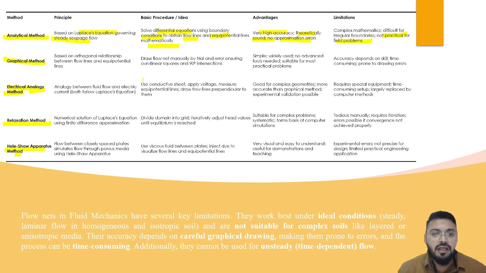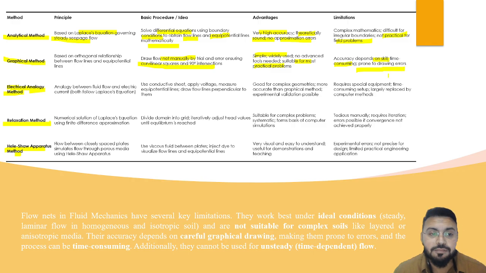Graphical method: based on orthogonal relationships, meaning 90-degree relationships between flow lines and equipotential lines. Draws the flow net manually by trial and error, ensuring curvilinear squares and 90-degree intersections, which is simple and widely used. No advanced tools required. Suitable for most practical problems. Accuracy depends on skill, time consuming, and prone to drawing errors.